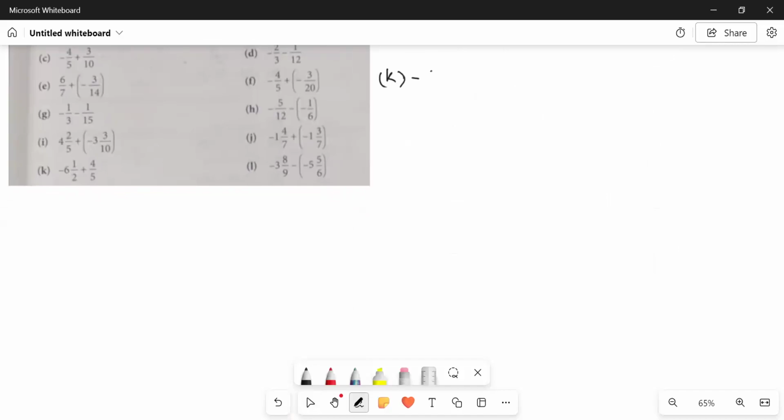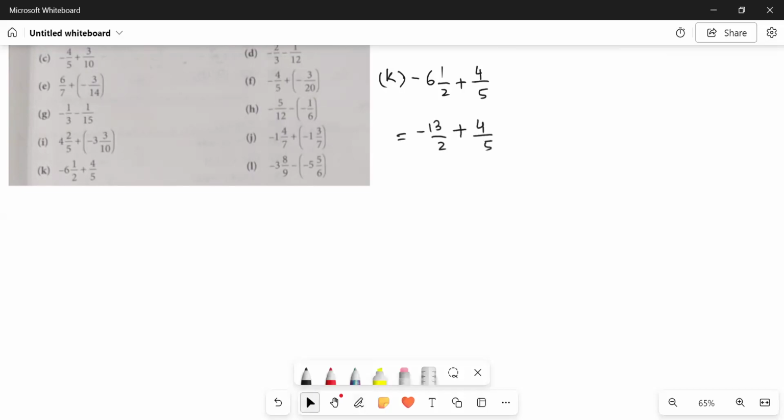The next one is part K. Minus 6 whole 1 upon 2 plus 4 upon 5, right? So one of the fractions is a mixed number and the other one is a proper fraction. So we'll simply convert the one that is a mixed number. 6 twos are 12 plus 1, 13 upon 2. Minus sign would come here, then plus 4 upon 5.